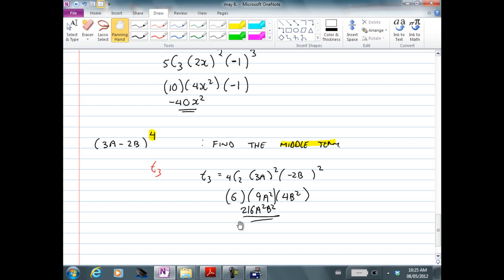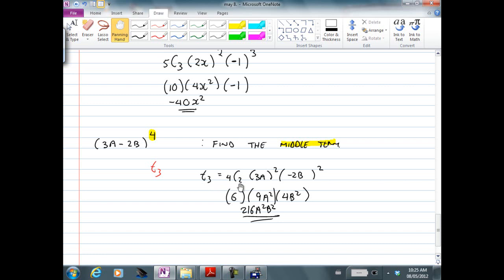Guys, a few more questions, then we'll give you a super one. Let's see how you do with this one. If your n value is 4, you have 5 terms. Your k value is 2, because I'm looking for T3, so k is actually 2.